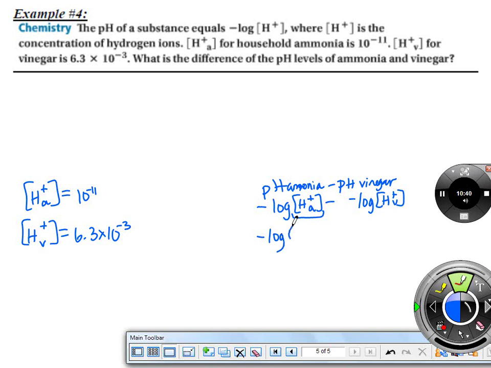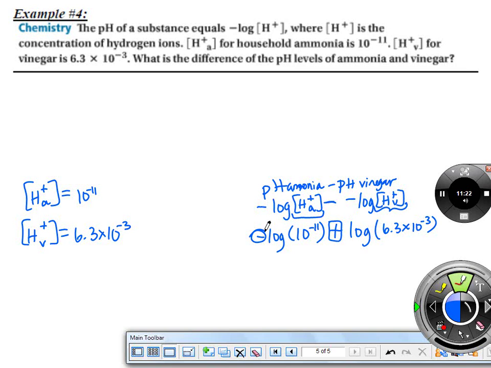If I plug in, the concentration of hydrogen ions for ammonia is 10 to the negative 11. Subtracting a negative here, I'm going to go ahead and write that as plus. And I'm going to substitute what I know for the hydrogen ions for the vinegar, 6.3 times 10 to the negative third power. Now, you could look at this a lot of ways. Because of this plus sign here, we could combine these together. Before I combine them, I would want to take care of this negative here.